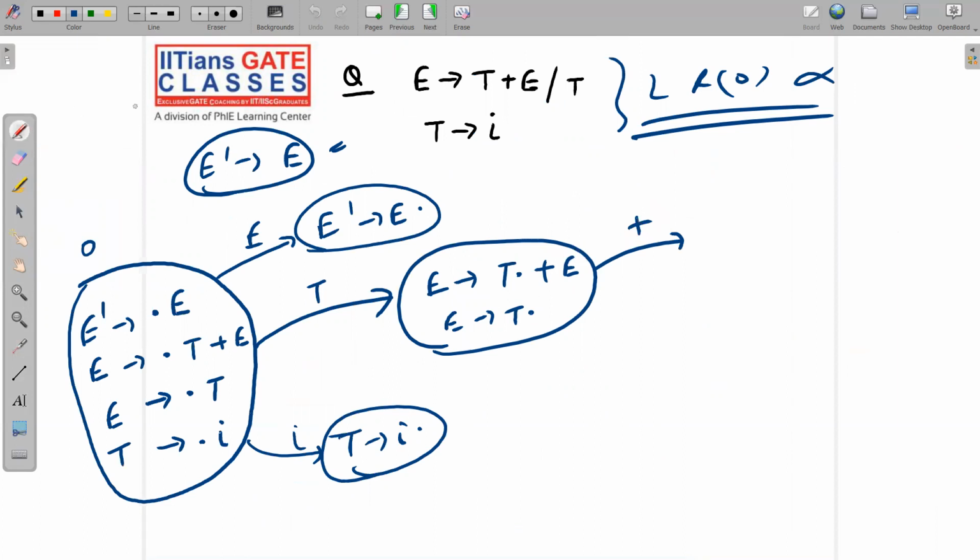So see here, follow of E, try to find. E is in right hand side here only, nowhere else. So follow of E is follow of E only. So we are not going to add anything extra. So it will be dollar only. Follow of E is dollar only.